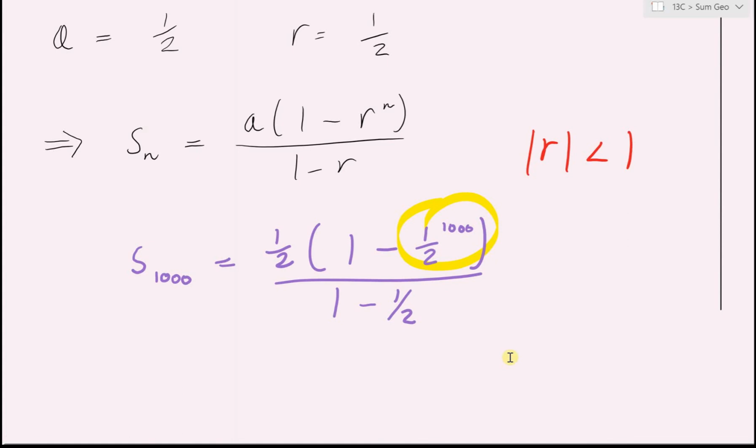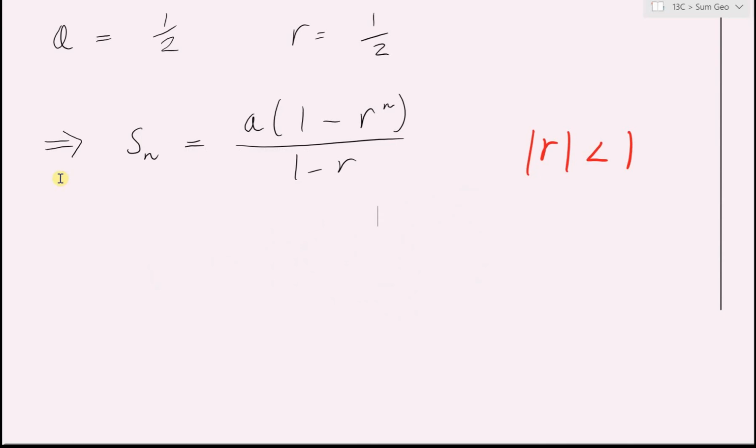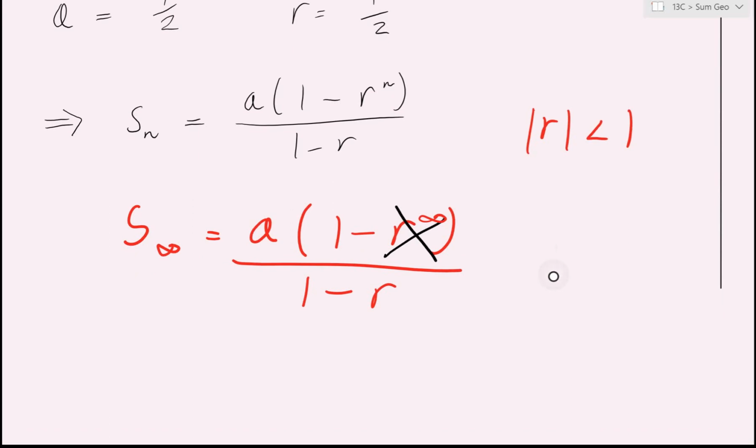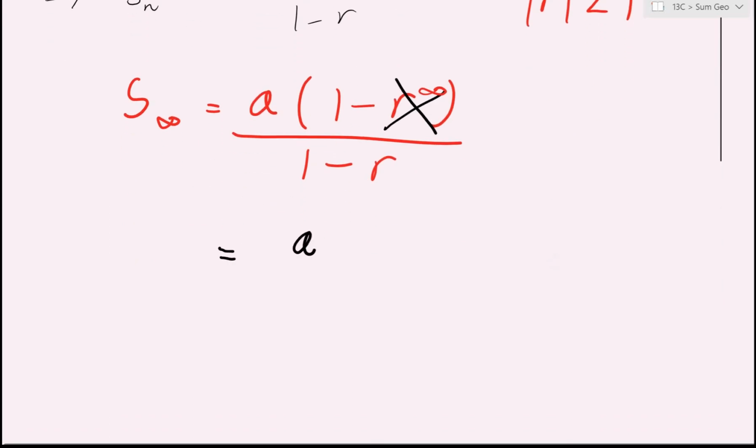So what it means here is when you have a sum to infinity and you're timesing by a number that's smaller than 1, this r to the n term will always vanish. So let's write better notation than that. The sum to infinity will be a(1 minus r to the power of infinity) over 1 minus r. And this term will always vanish or go to 0. So we're just left with a over 1 minus r.